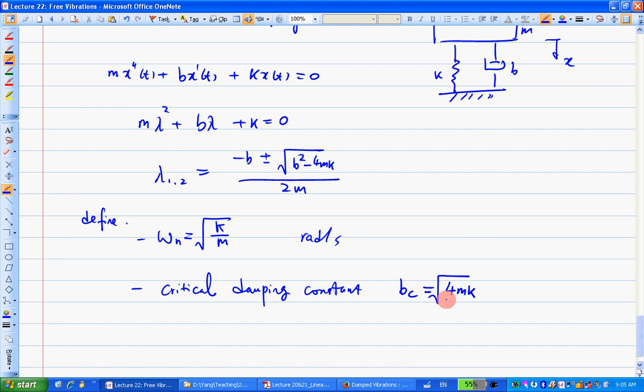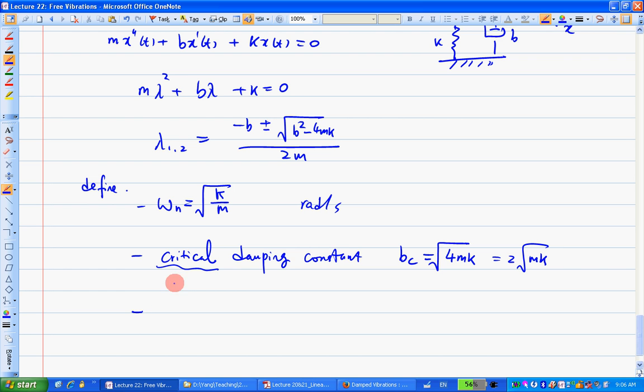Okay, this is defined as BC equal to square root of 4mk. Basically this term here. Why is it critical? See, this is the square root of b squared minus 4mk here. So you can see what differentiates the three cases is whether b squared is greater than, equal to, or less than this 4mk. So we're going to set this square root of 4mk as a special value, and we call it the critical damping constant. It's critical here, so that equals 2 root mk.